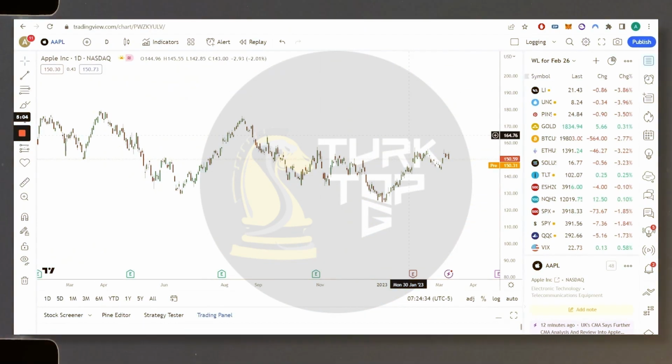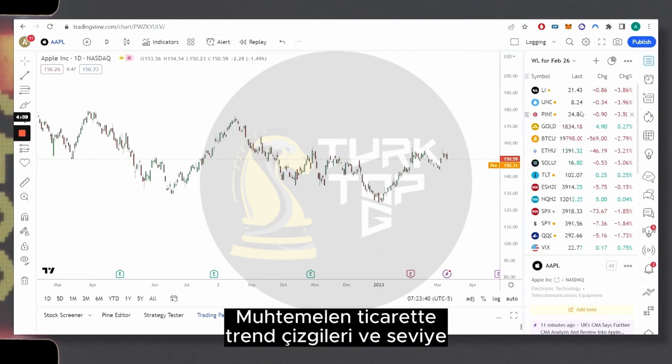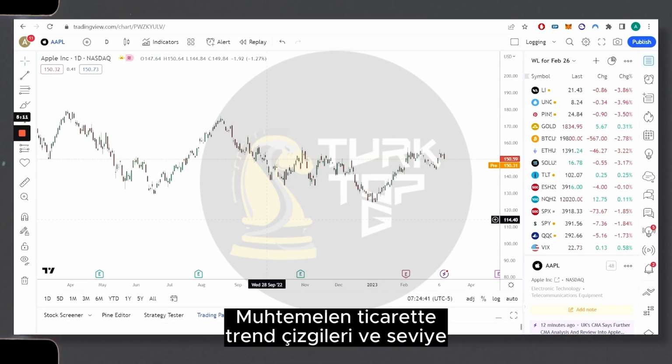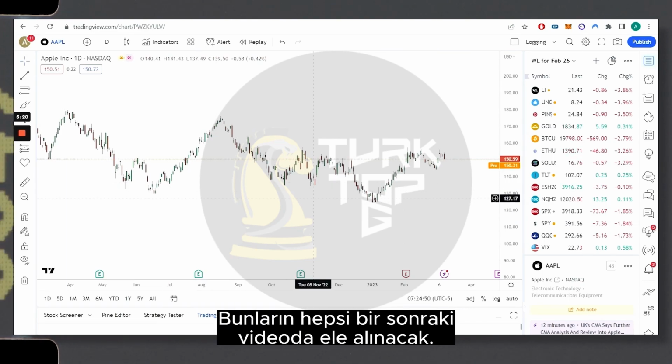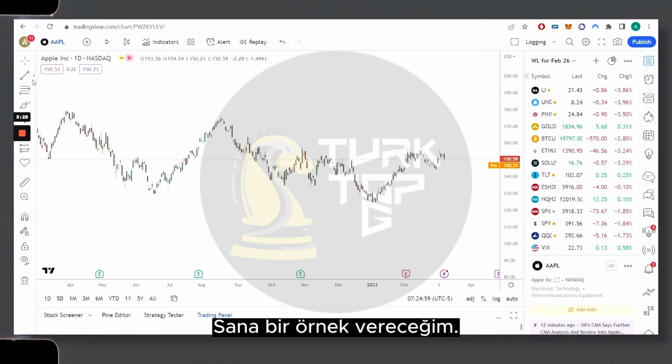All right, so let's come back to charting. So I have another TradingView here. I have the same Apple chart. I have my own watch list. You probably have seen in trading knowledge about trend lines and levels, indicators as well. Those will all be covered in the next video. We will be going through indicators, what kind of tools to draw. So something like this, I'll give you an example.